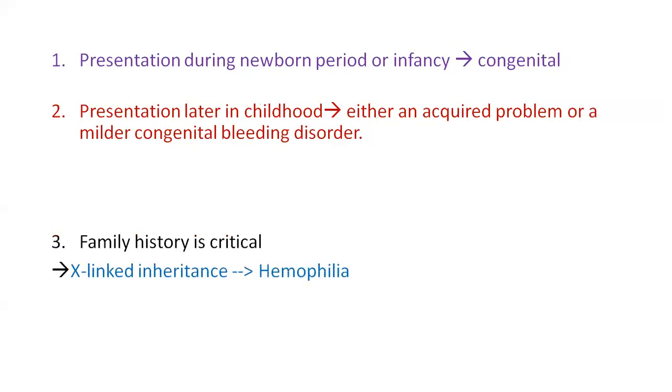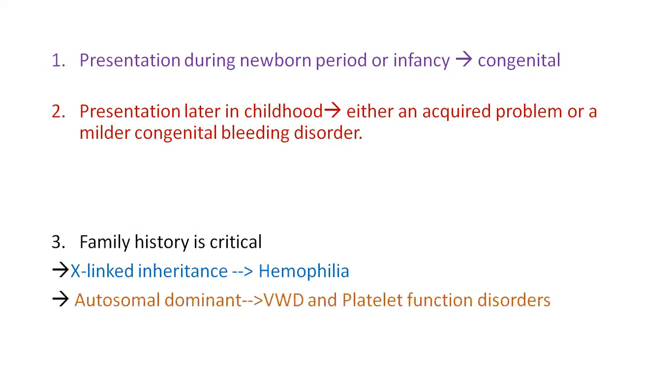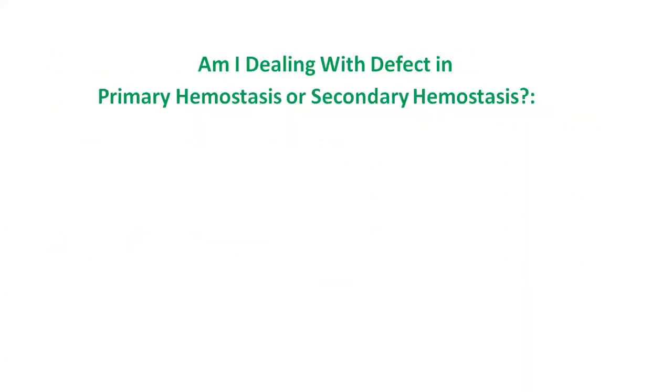If they have X-linked inheritance, like all males in the family being affected, then it's highly likely hemophilia. And if you have an autosomal dominant inheritance in the family, then it could be von Willebrand disease or platelet functional disorders. So family history is very important in evaluating bleeding disorders. So don't forget about this family history.